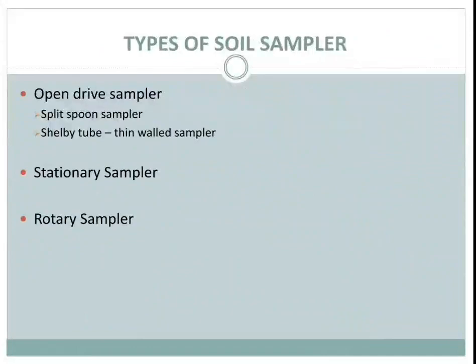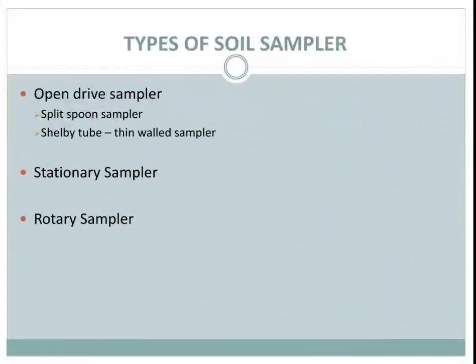There are three types of soil sampler: open drive sampler, stationary piston sampler, and rotary sampler. In open drive sampler, there are two types: split spoon sampler and Shelby tube sampler. Open drive sampler is open at the lower end, and the sampler is provided with a valve to permit water and air to escape during driving.